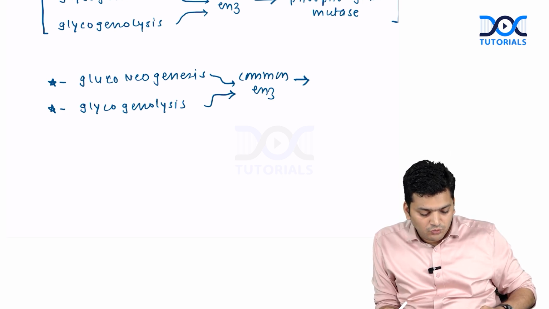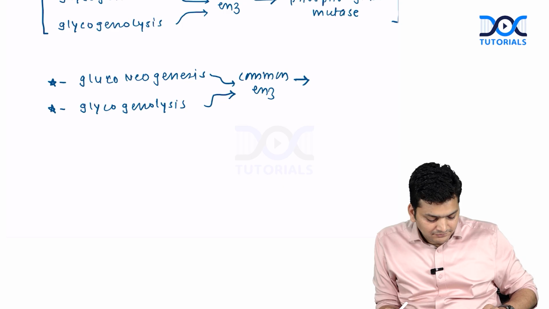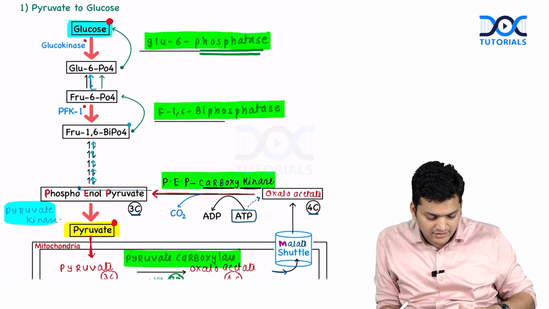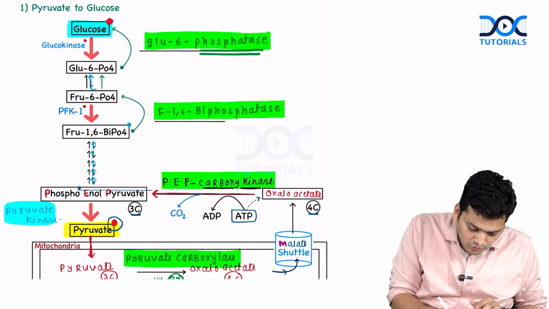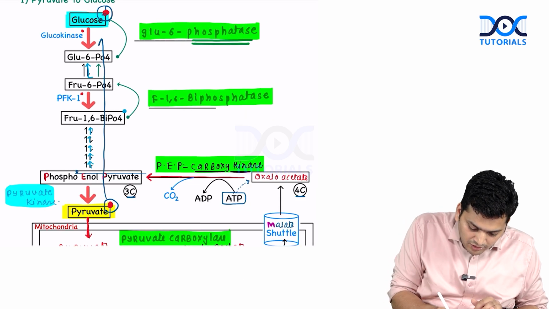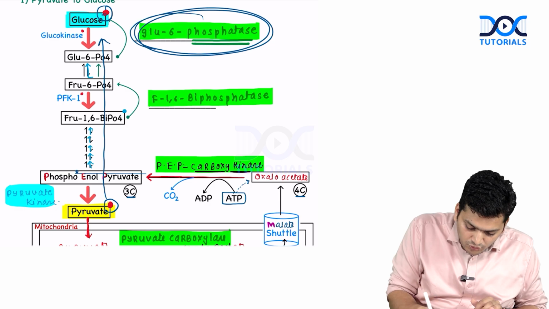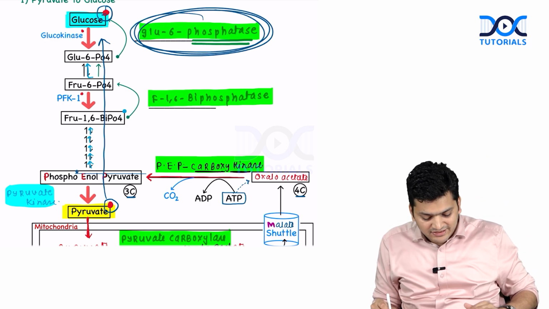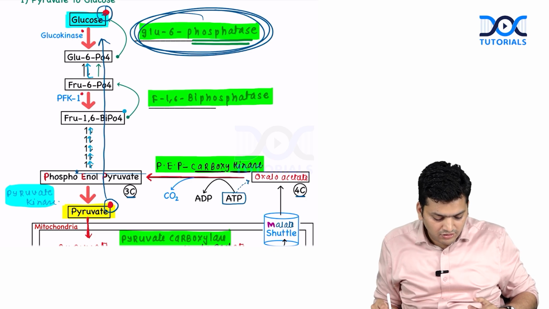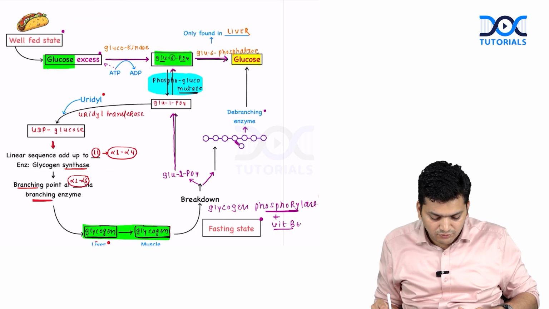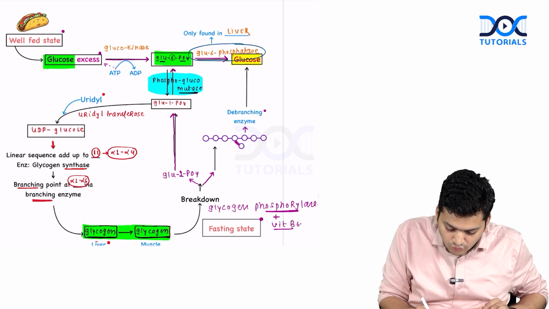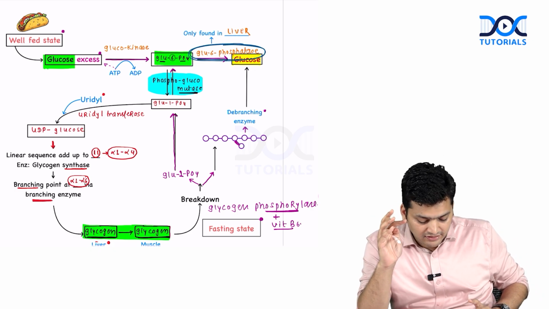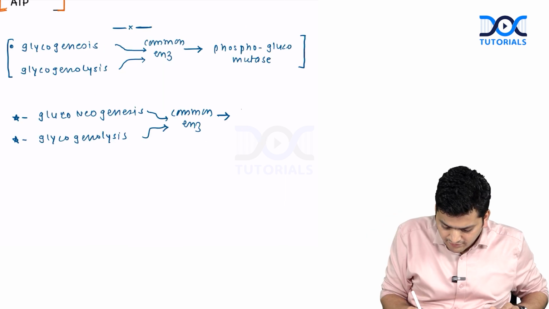If you remember, glucose 6-phosphatase was used in gluconeogenesis also. I will just scroll up the notes for you. You can see here, this was the gluconeogenesis. From the pyruvate, if you want to make the glucose, if you want to go all the way up, what is one of the enzymes that you are using? Glucose 6-phosphatase. So it was used in the gluconeogenesis, and just now in the glycogenolysis we have used the glucose 6-phosphatase. So glucose 6-phosphatase is common in gluconeogenesis and glycogenolysis.